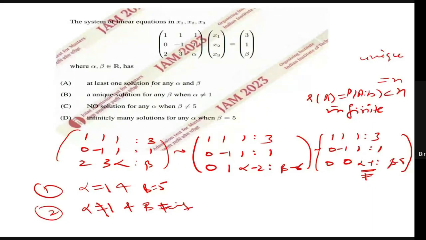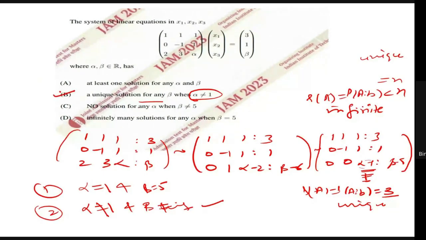So we go to the options. At least one solution for any alpha and beta. Unique solution for any beta when alpha is not equal to 1. So what has it given? If alpha is not equal to 1 and beta is any real number, there is a unique solution. This is the second case. If alpha is not equal to 1, it becomes non-zero here, and the rank of A equals the rank of the augmented matrix, which is 3, the number of variables, and it gives the unique solution. Option B is correct.